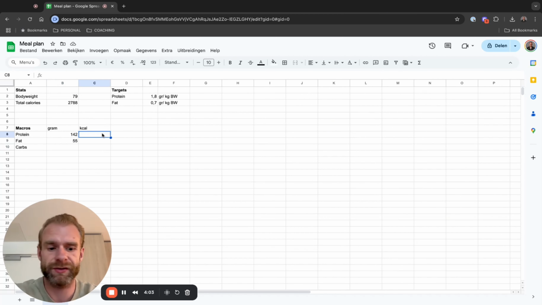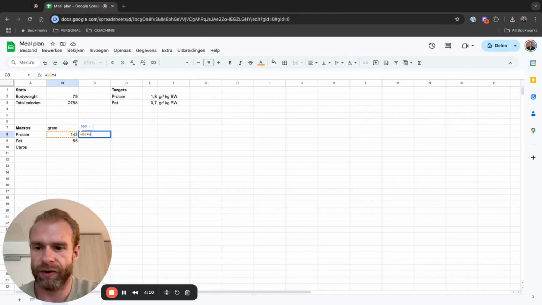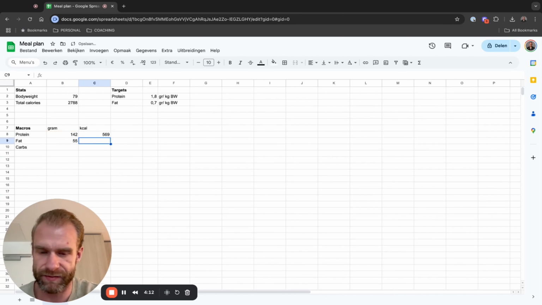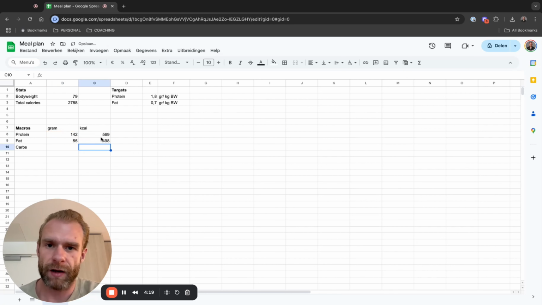Now we can convert this to calories. 1 gram of protein is 4 calories, so we can do times 4, so that's almost 570 calories, and 1 gram of fat is 9 calories, so it's a much more calorie dense macronutrient. It's close to 500 calories.